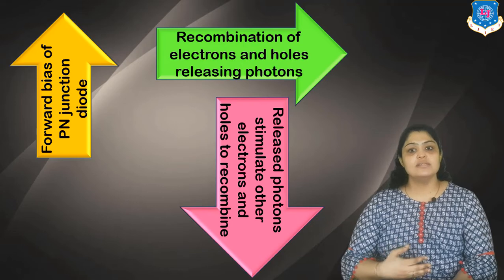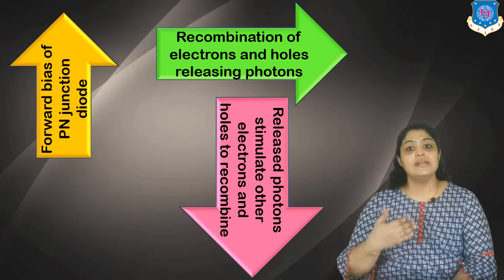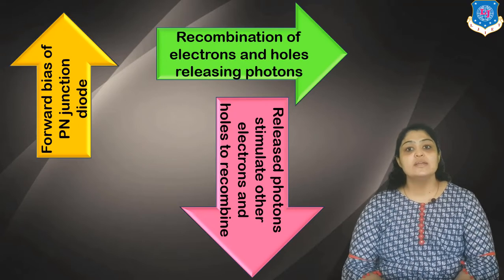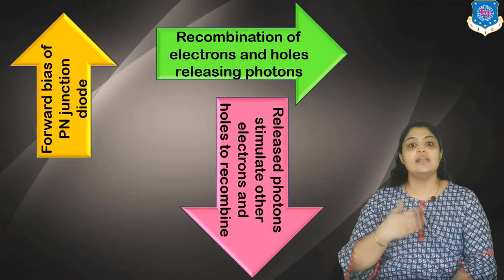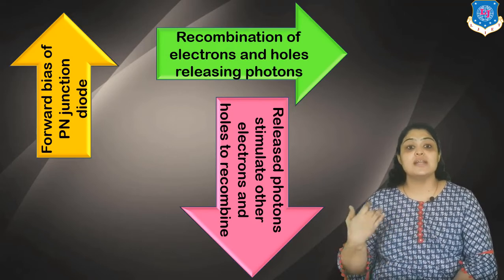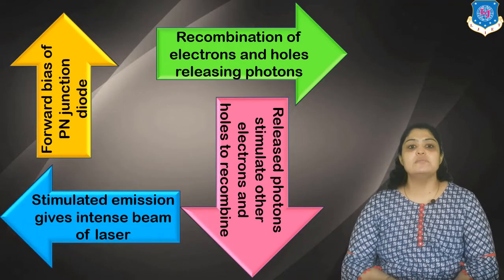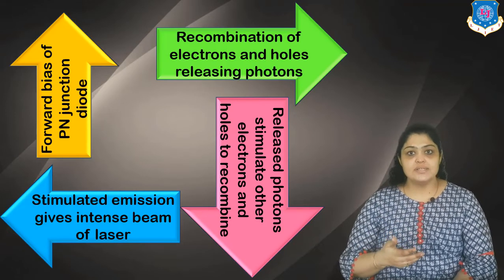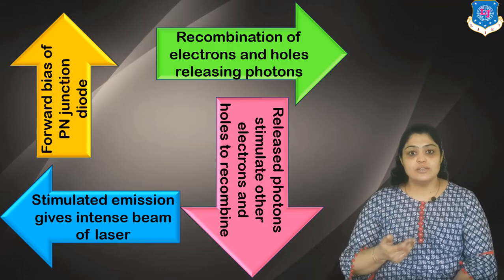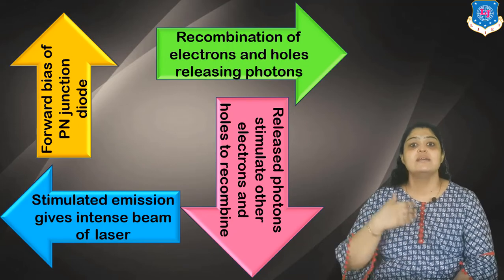The released photons stimulate each other and stimulate electrons and holes to recombine. So these photons will initiate the recombination of other electrons and holes. I would say it plays the role of an optical resonator, and this gives the stimulated emission of a highly intense laser beam. So forward bias is needed first, then comes the recombination of electrons and holes. Once the electrons and holes recombine, more and more stimulated emission will take place and we get a laser beam.